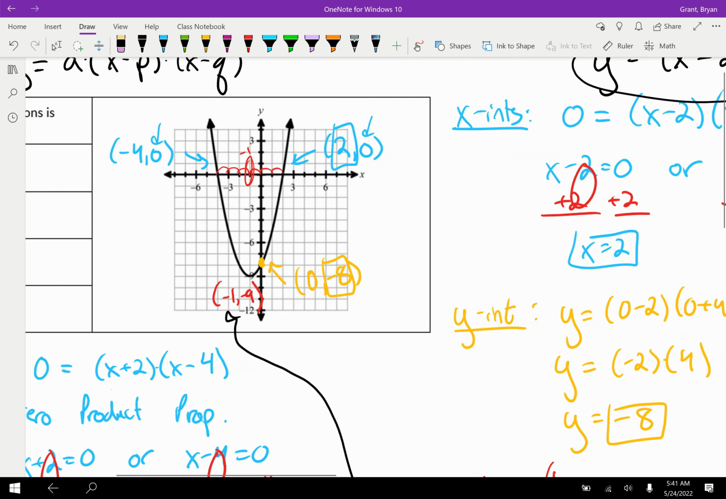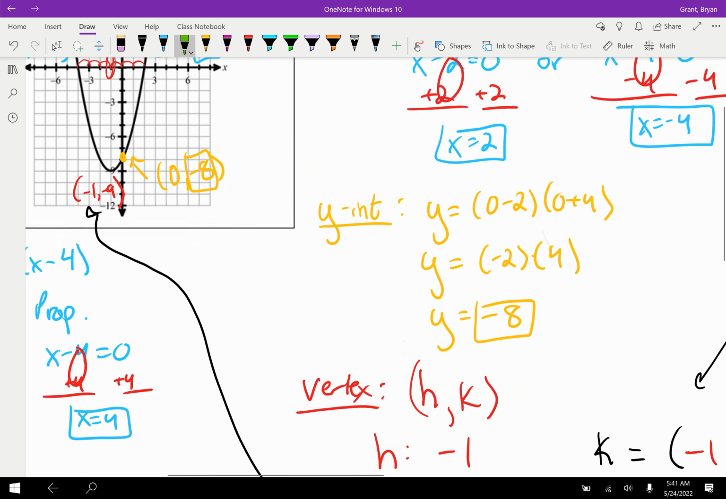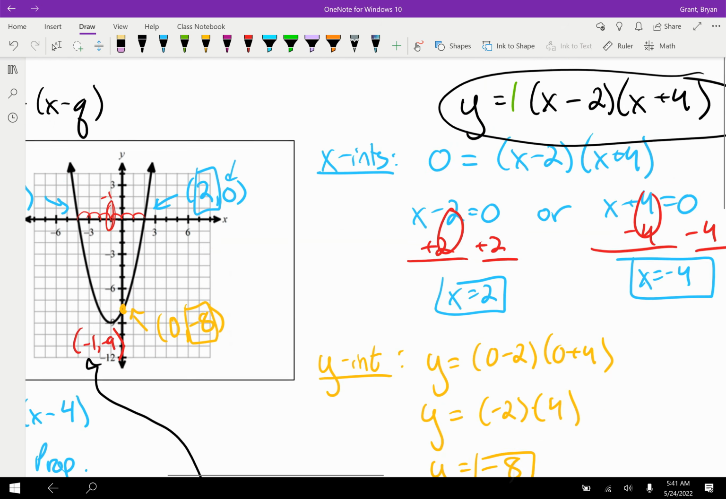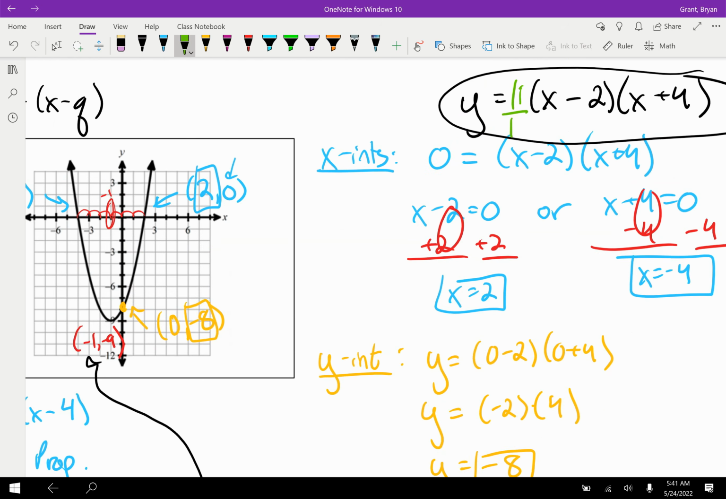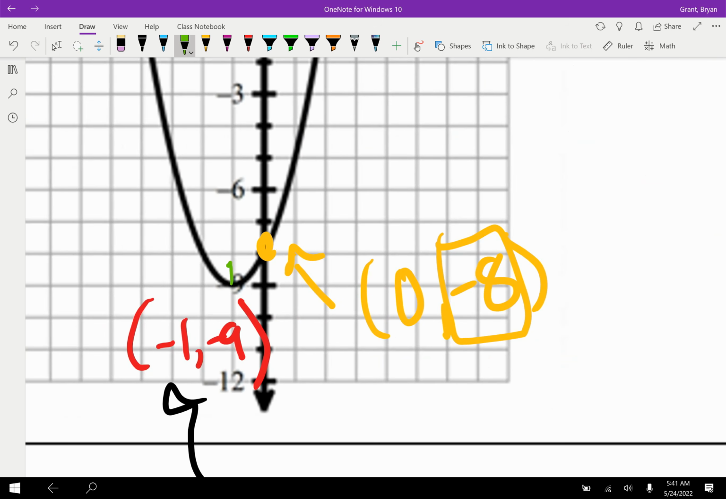In this case my a value is 1. Well, that tells me if we look at our vertex, which is (-1, -9), I am allowed to go up 1 and over 1 in each direction, and I should stay on my parabola. And if we look from the vertex, if you go up 1 over 1, we certainly get a point, the y-intercept. Up 1, left 1, we also get a point here. So it looks like the a value also matches up to our graph.